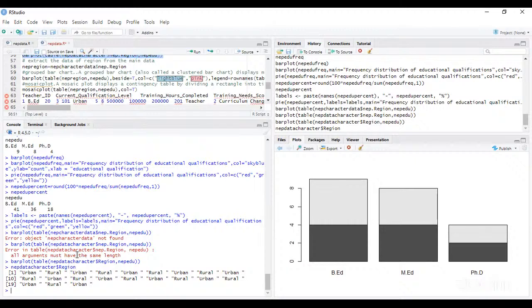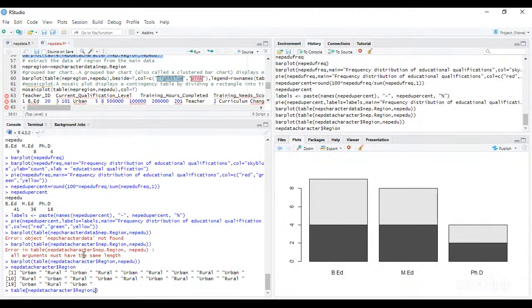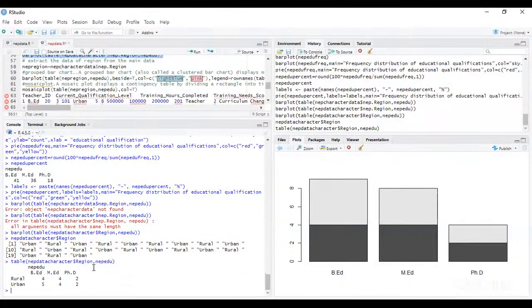Now, ma'am, you write only the table, without bar plot. Click on table. Write NEP data character, dollar region, select the second one, then comma, then NEP edu. Now enter. Can you see something? Now it may help you to understand the data.